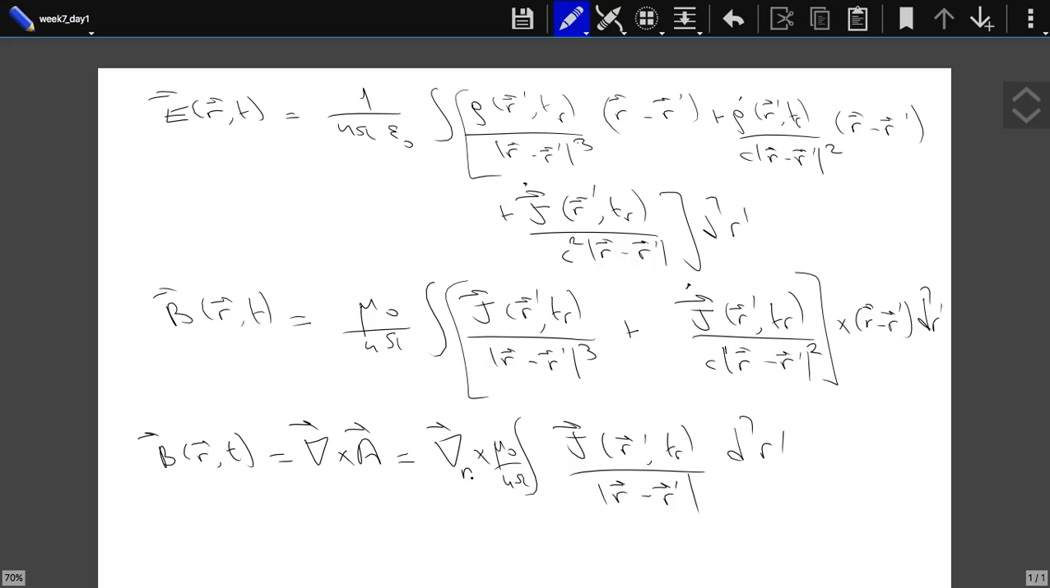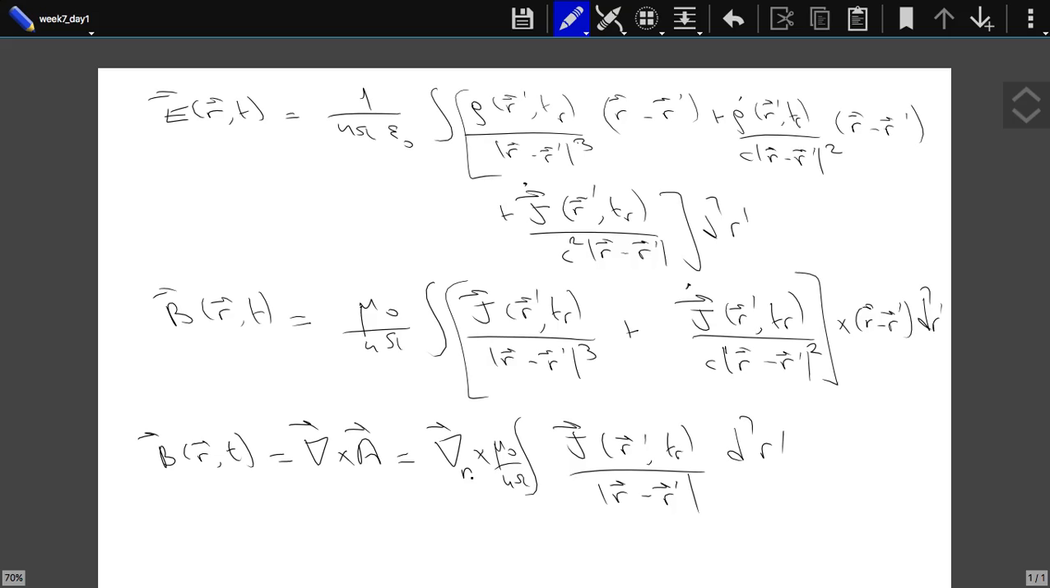So basically, when we are acting with the coordinate r over here, it will act on this 1 over |r - r'|. That's one thing it will act on. So it will just give me this 1 over |r - r'| cubed, cross product with (r - r'). And then I have this r dependence. Besides this 1 over |r - r'|, it also appears in t_r.